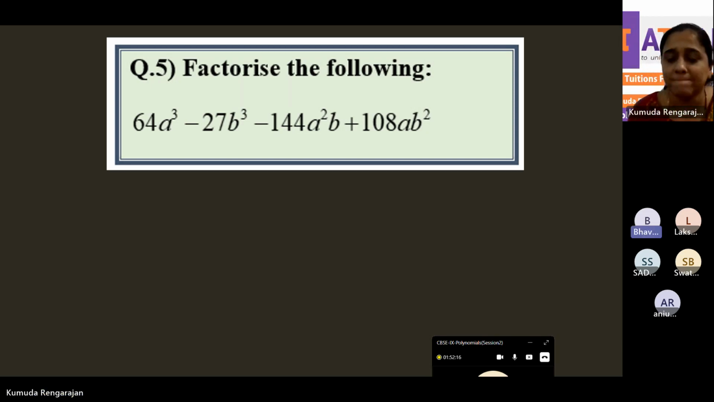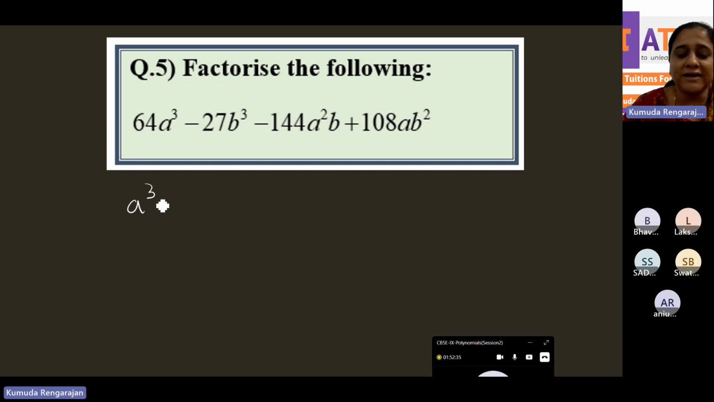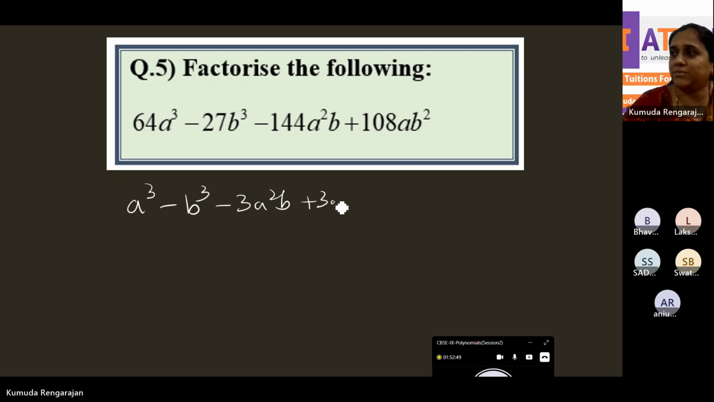Ma'am, a cube minus b cube minus 3a square b plus 3ab square. Very good, Bhavishya. So this is a cubed minus b cube minus 3a square b plus 3ab square.